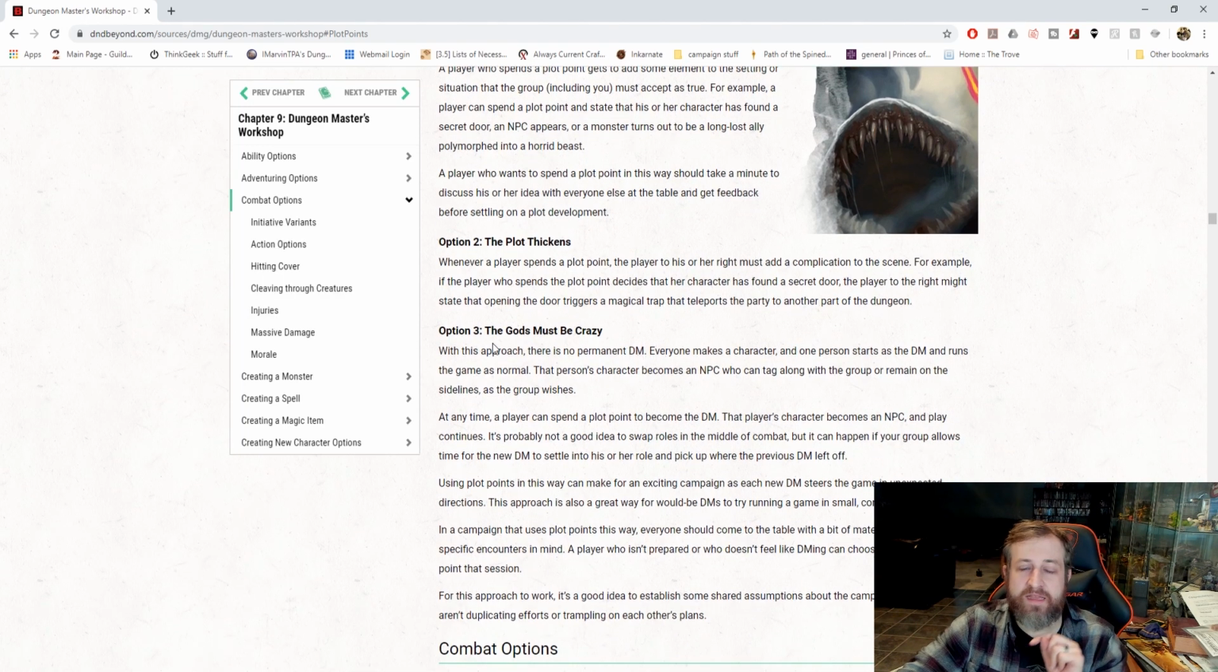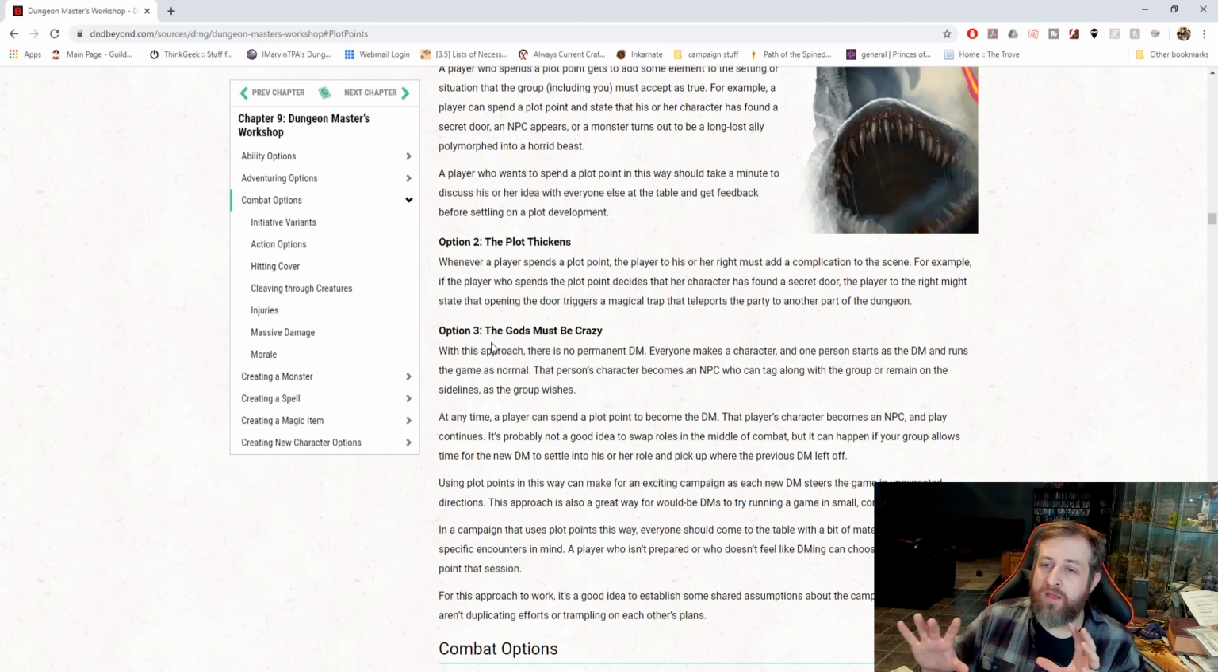And lastly, the gods must be crazy. And this, like I said, I could see being very fun for a lot of people. There is no permanent DM, and the concept of this is kind of crazy up front, but bear with me. Everyone makes a character in character creation. Everybody. So say you have a total of 5 people at the table, typically 4 players and a DM.